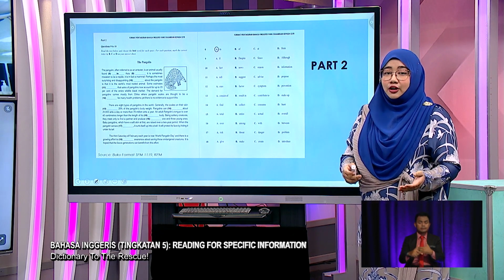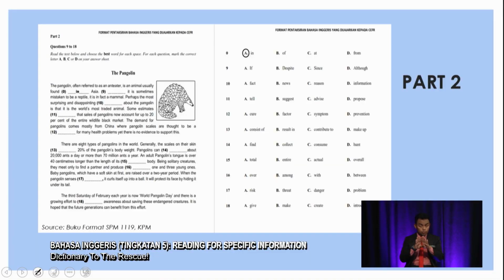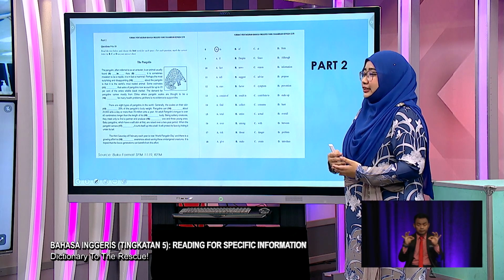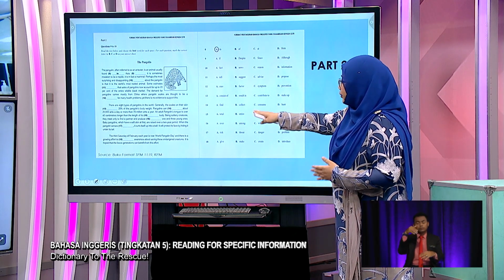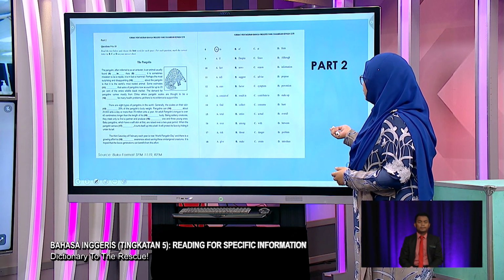Okay, next would be part 2. This part is called the closed passage. As you could see over on the left-hand side, there's a text and there are several blanked parts. The pupil's task is to identify the suitable words to be filled in the blanks. And there's a total of 10 blanks that we could see over there. So that's part 2.